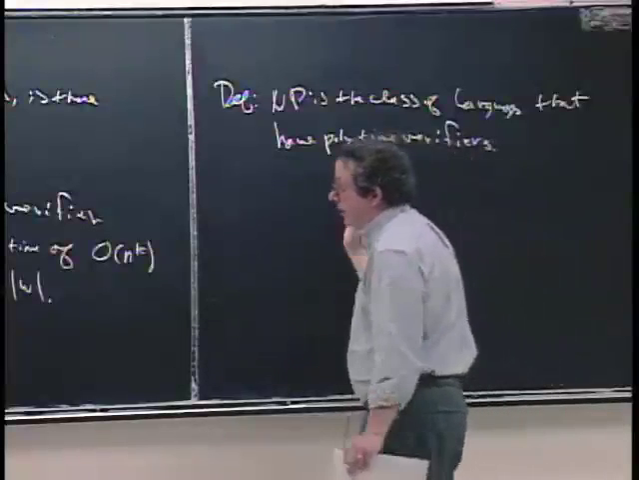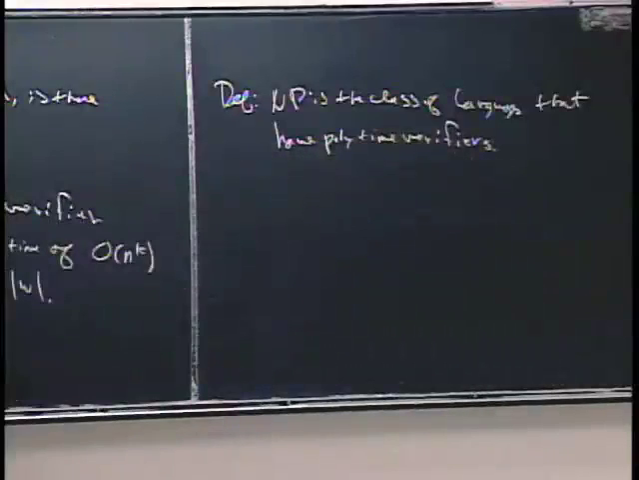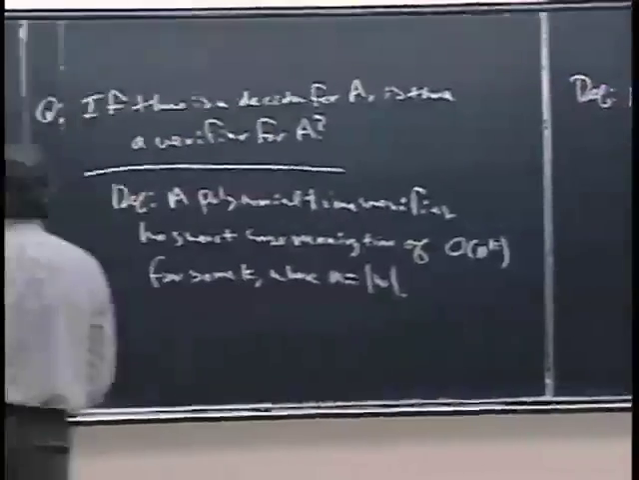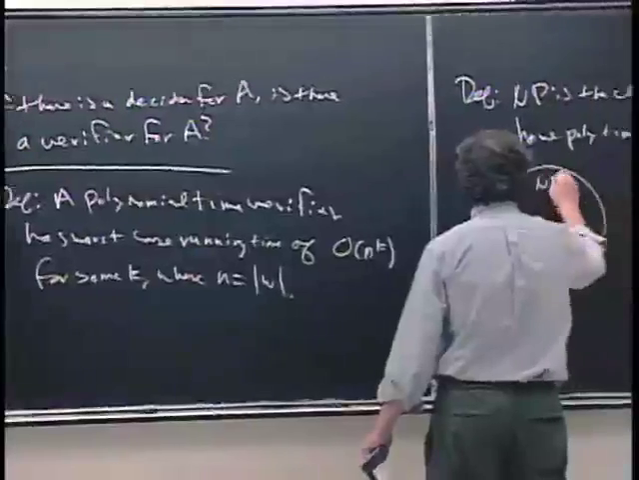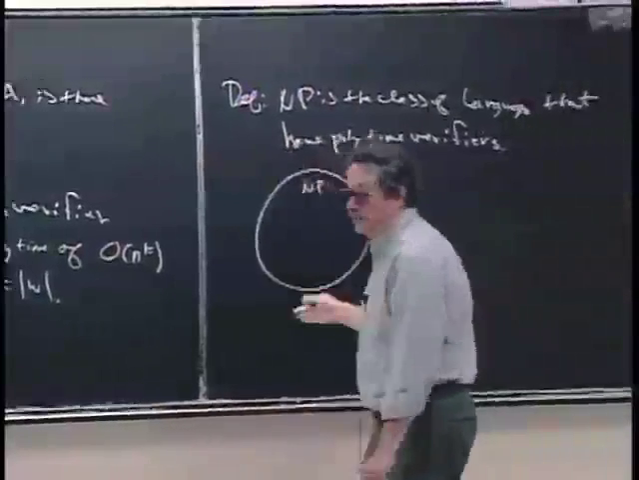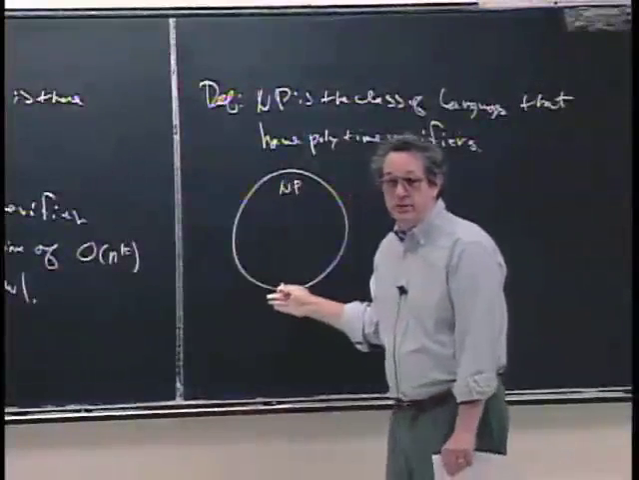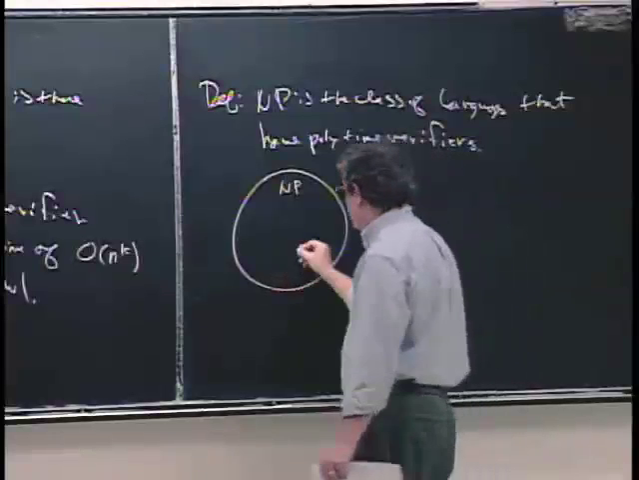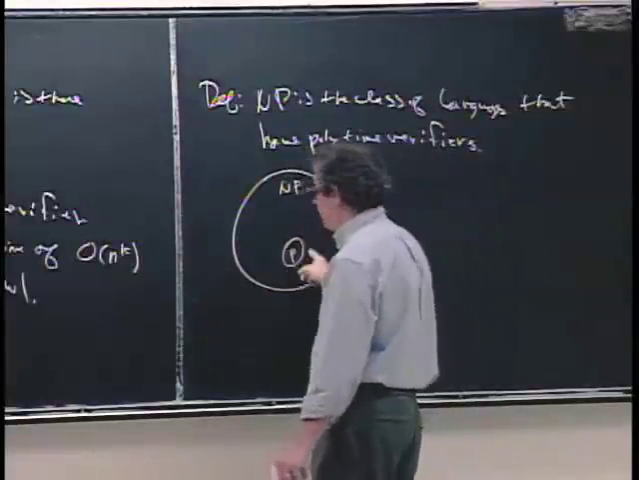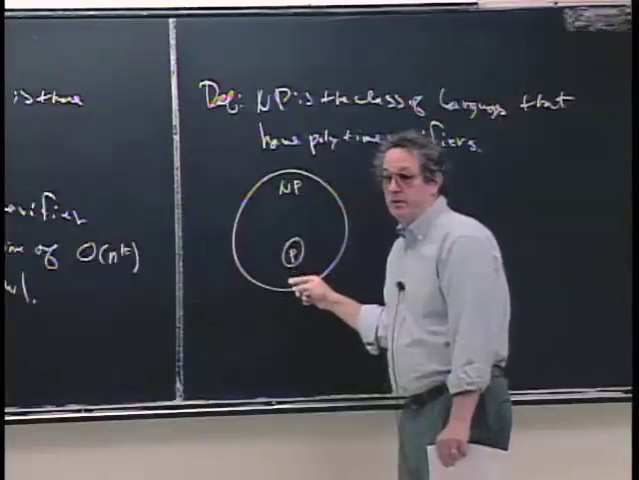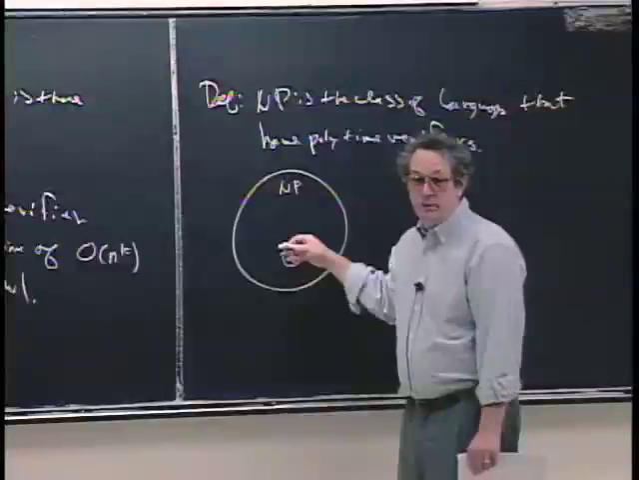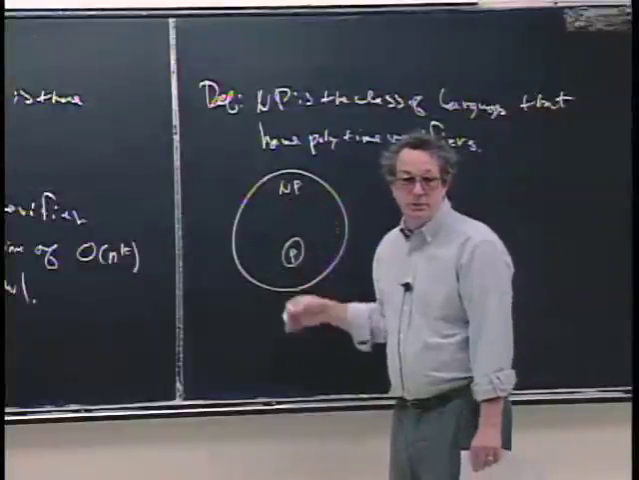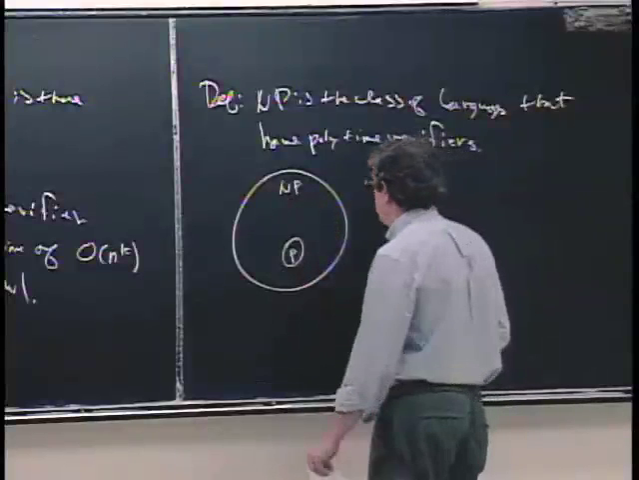So it does help, because in practice the world right now looks like this. We have a huge set of languages that we know are in NP, and we have a small set of languages that we know are in P. We know that NP contains P, but we don't know whether these two sets are the same or not. That's the P equals NP question.